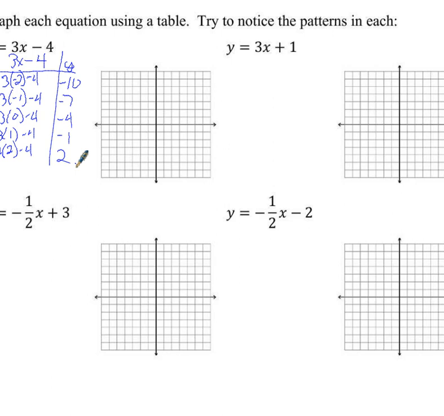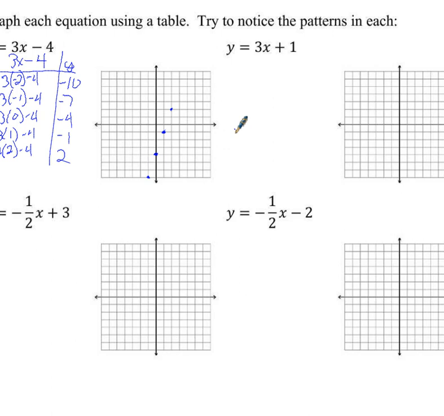Now that we have those ordered pairs, we can graph them. So I have -2, -10. Well, that's way off my grid, so I can't graph that one. -1, -7, that is on my grid. It's right there. Then 0, -4 is right there. And then 1, -1. Here's 1, and then -1 is right there. And finally 2, 2 is right there.